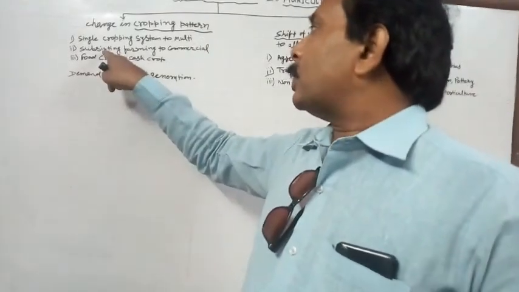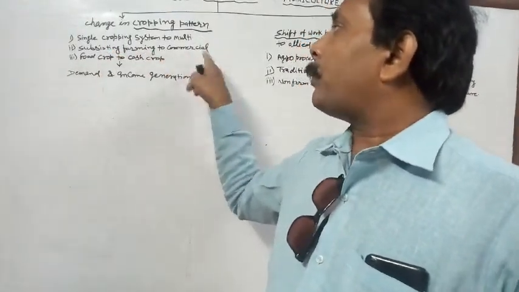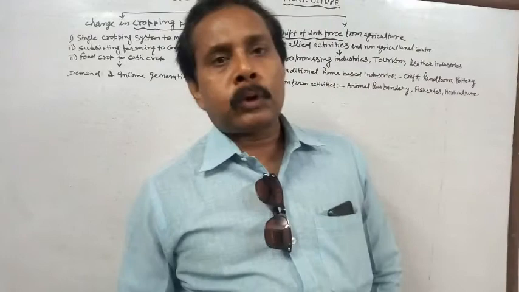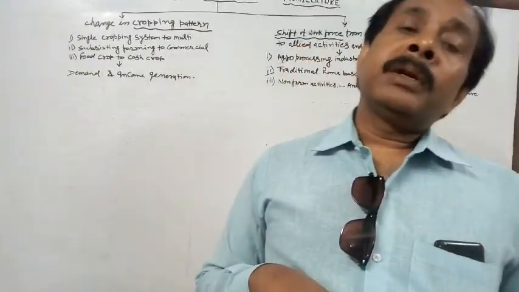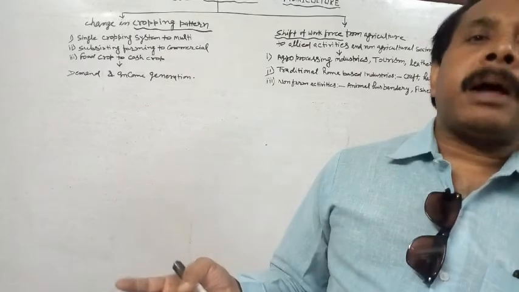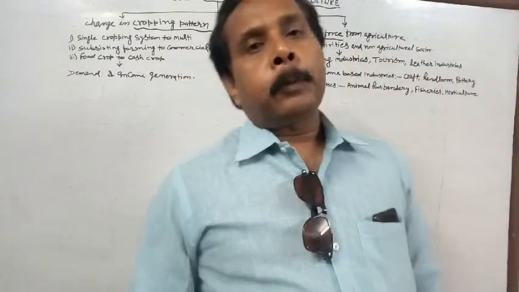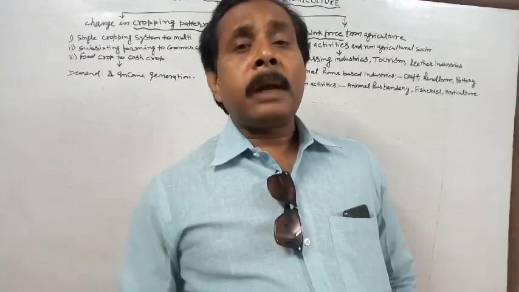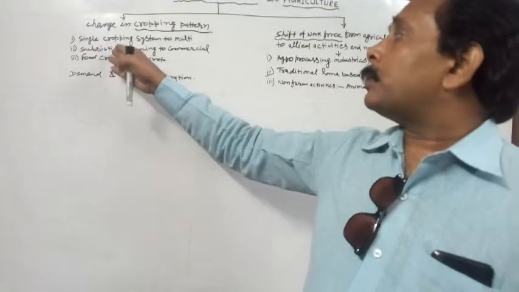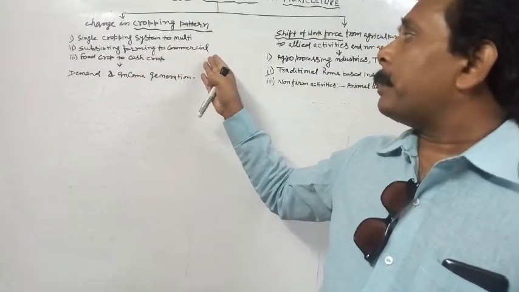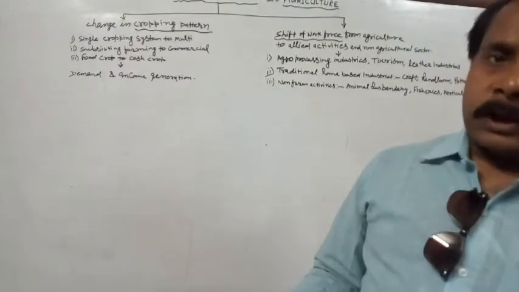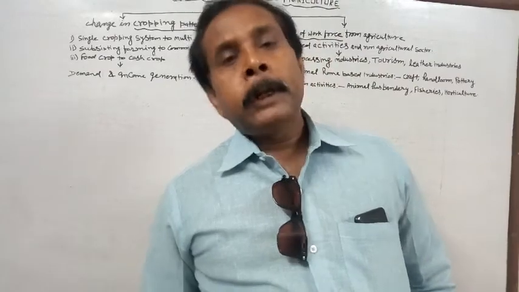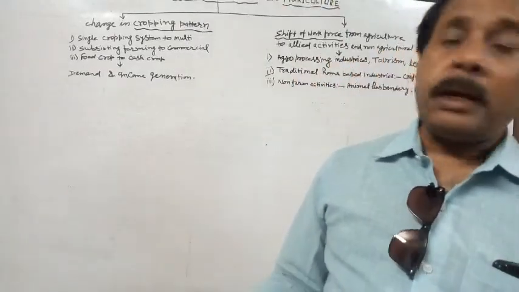Next is subsistence farming to commercial farming. Subsistence farming is a system in which the farmer produces goods for self-consumption. They are not capable of selling in the market. They basically produce either wheat or rice for self-consumption. If, in place of subsistence farming, commercial farming is practiced, their income will increase, they will be able to sell their products in the markets, and even agro-based industry will develop.